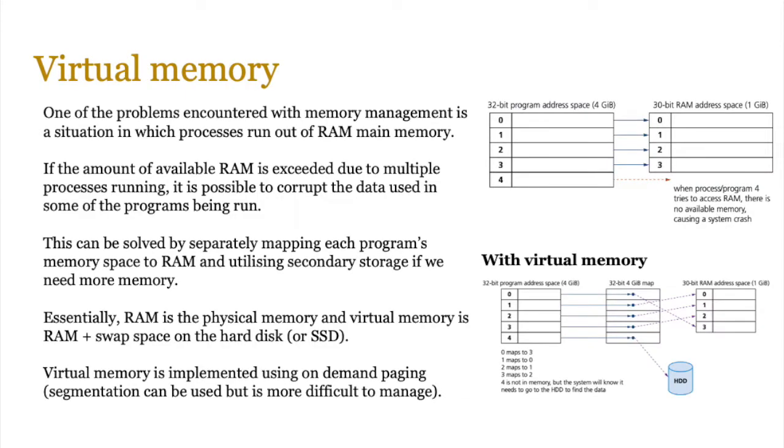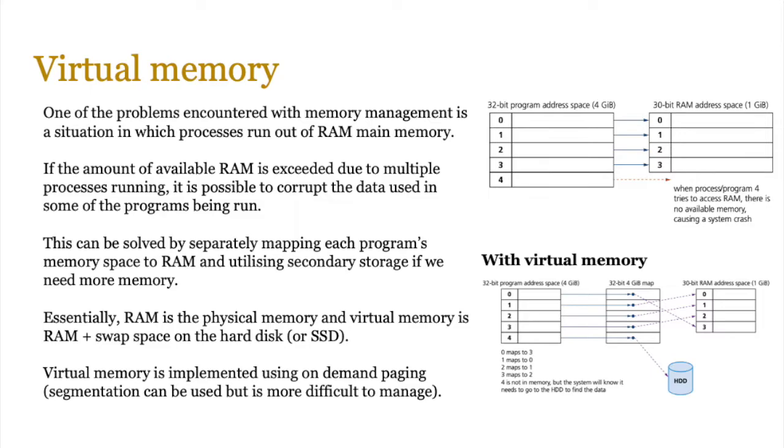One of the biggest problems encountered with memory management is situations in which processes run out of RAM. RAM is always available in fixed amounts. You might have 4, 8, 16, or even 32 GB of RAM, perhaps even more. But whatever amount of RAM you have, sooner or later you're going to run out of it because processes will use that RAM for their own purposes. Now, if the amount of available RAM is exceeded due to multiple processes running, it is possible to corrupt the data which is used by some of the programs which are currently being run.